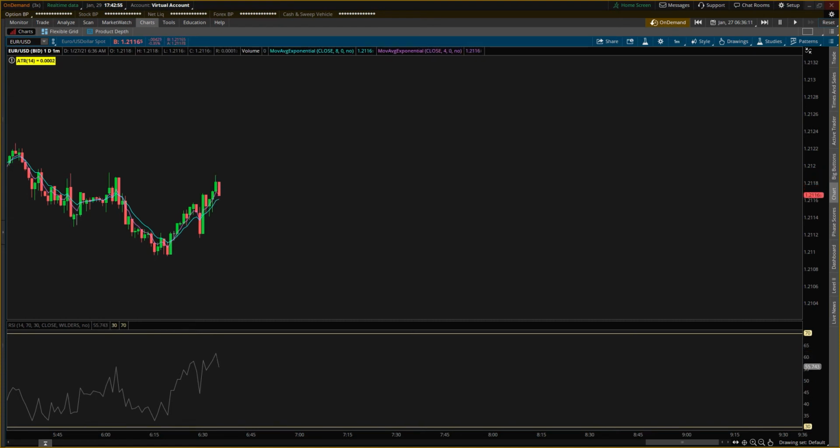Now we see a little bit of a higher move here, and the RSI looks to have peaked around like 65, and we do start to see the market move down a little bit here, so we're going to look to get into our first short position.